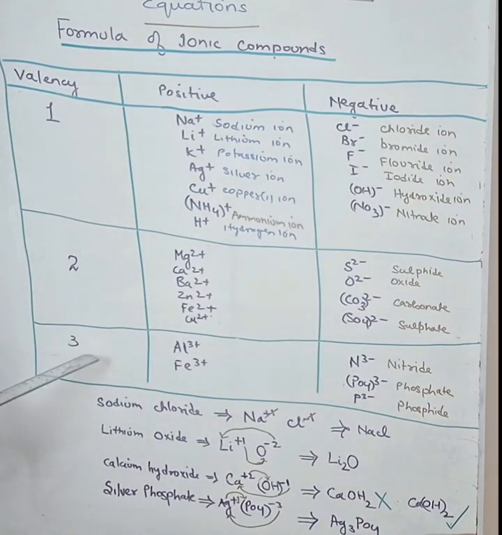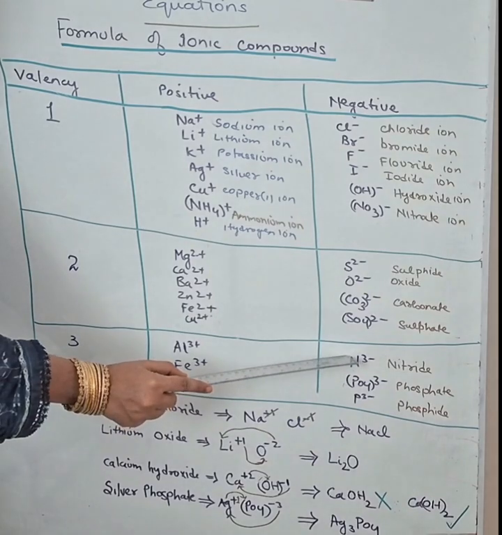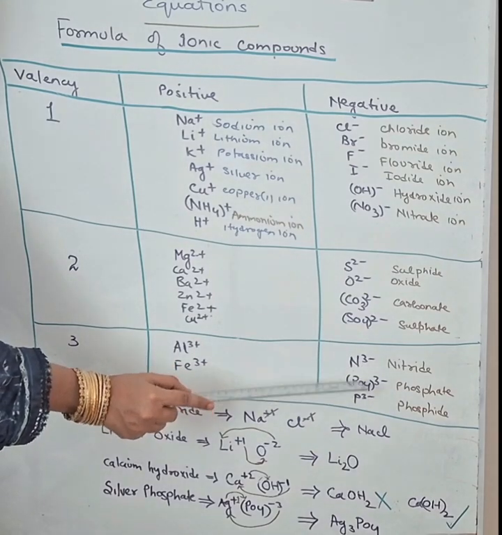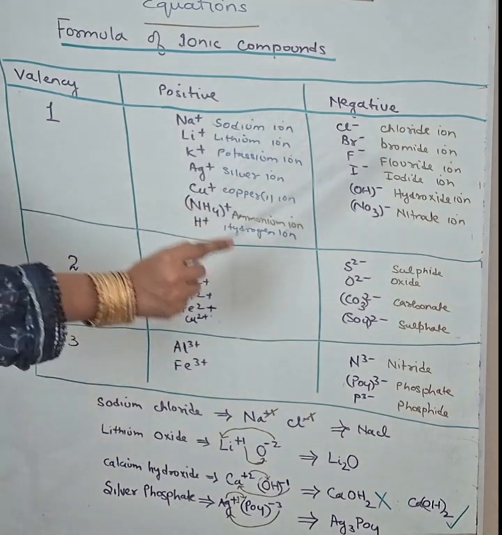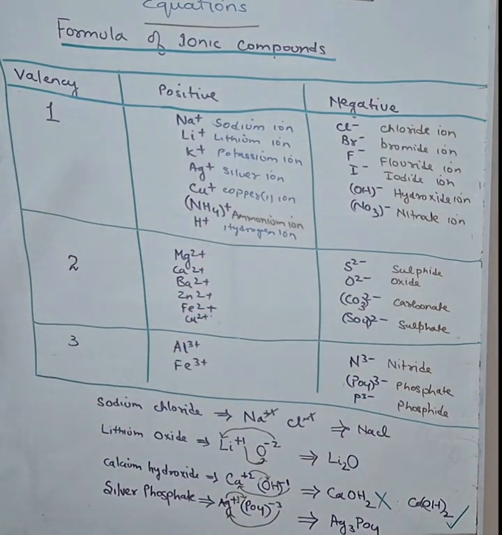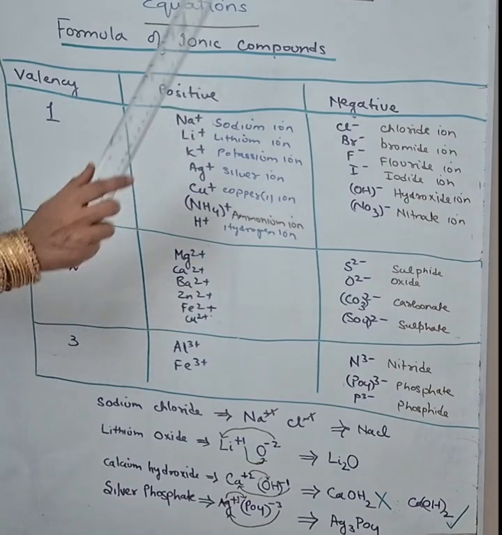Okay, and third, these are the two positive ions whose valency is 3: Al3+, aluminium ion, and iron ion, with 3 positive valency. And nitride ion, phosphate ion and phosphide ion are the ions with negative 3 valency. So I hope the table is clear. Okay, now one more thing we need to understand here: naming.